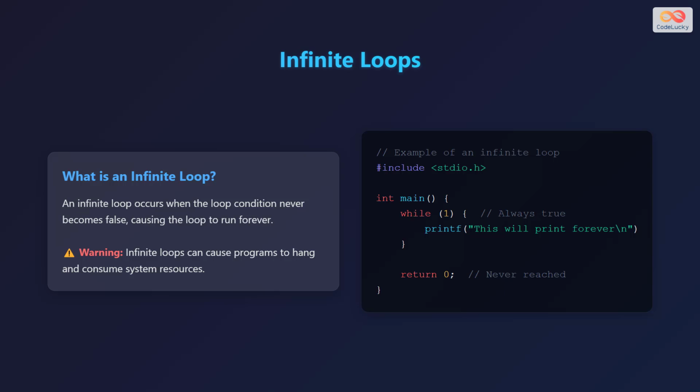Here's an example of an infinite loop. In this code, the while loop condition is set to 1, which is always true. As a result, the code inside the loop will execute forever, printing the message, "This will print forever" repeatedly. Because the condition will always be true, the return 0 statement will never be reached. Be cautious when writing while loops, and always ensure that there is a way for the loop condition to eventually become false to avoid infinite loops.